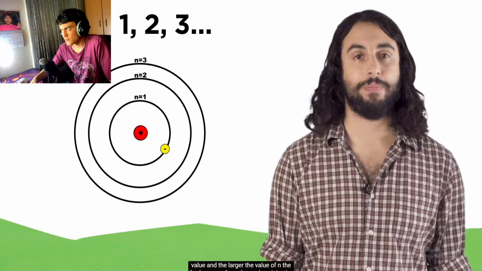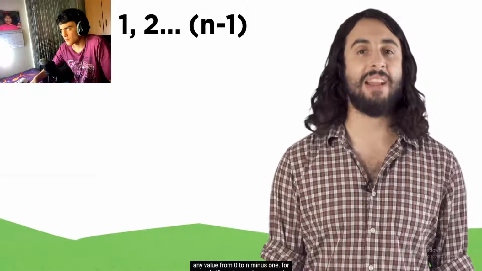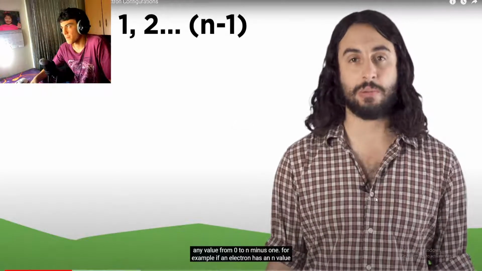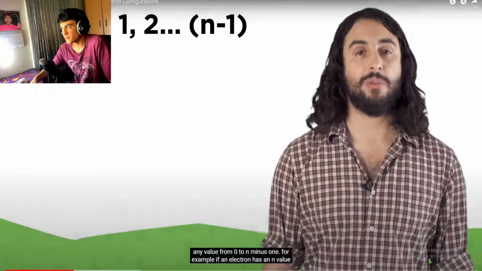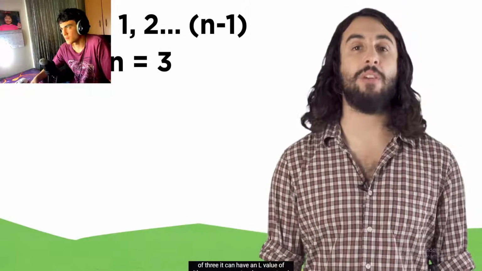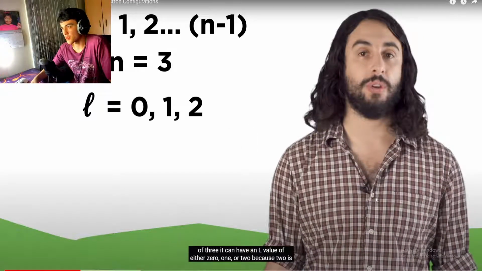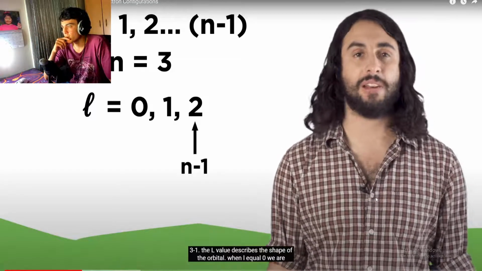The next quantum number is the angular momentum quantum number, L. This can have any value from 0 to n minus 1. For example, if an electron has an n value of 3, it can have an L value of either 0, 1, or 2. Oh, you have to count from 0 up to n minus 1, because 2 is 3 minus 1.